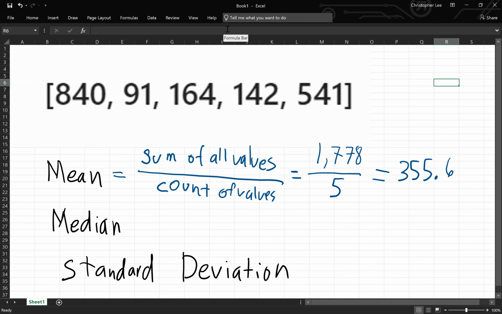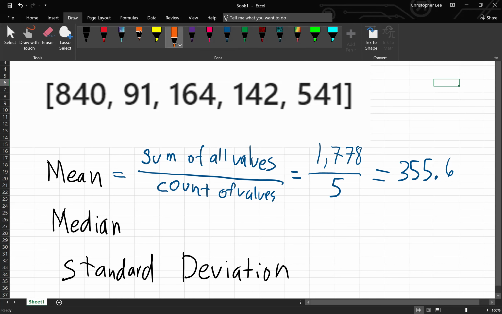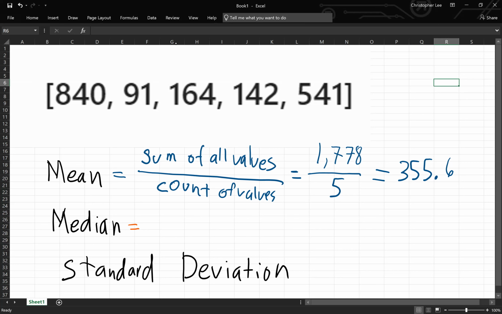How about the median? How do we do that? You cross out numbers from the right and left until you get to the middle number, 164. But what am I supposed to do before I cross them out? You're supposed to put them in order, right? Let's put them in order real quick.